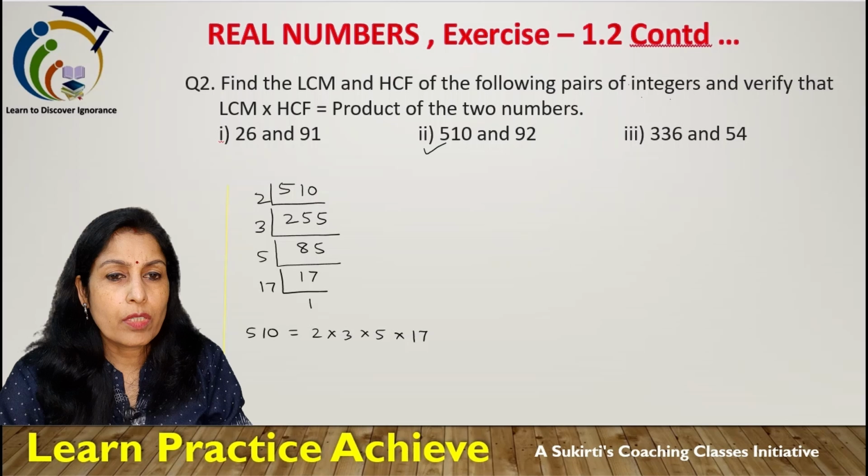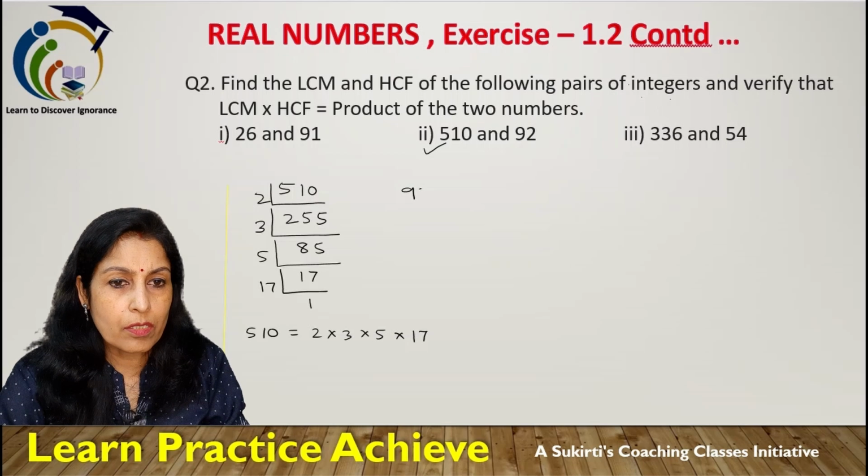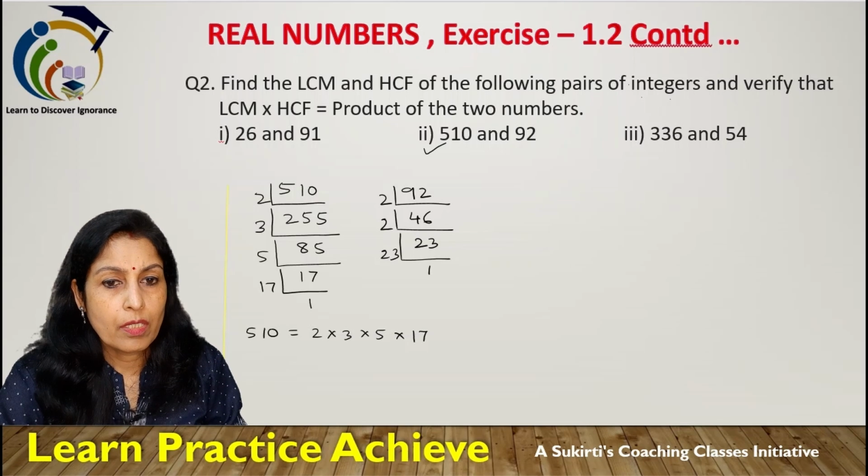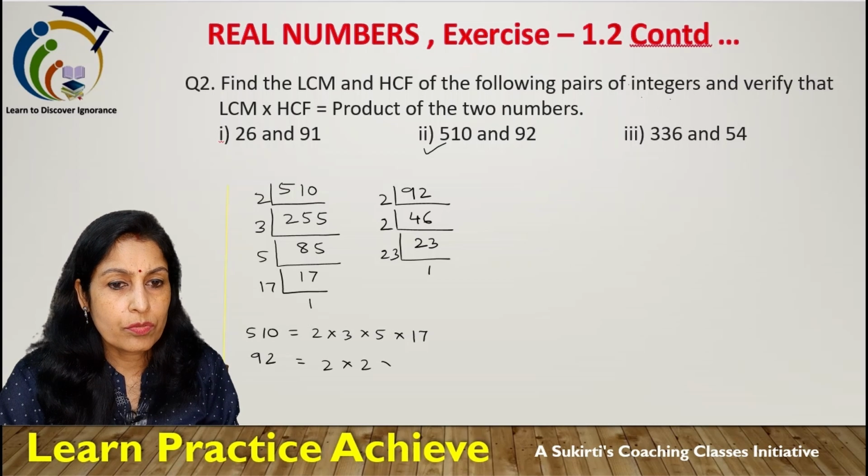In the same way, when we find the prime factorization of 92, 2, 2 4s are 8, 2 6s are 12, then 2, 2 2s are 4, 2 3s are 6, then 23, then 1. So the prime factorization of 92 is equal to 2 into 2 into 23.